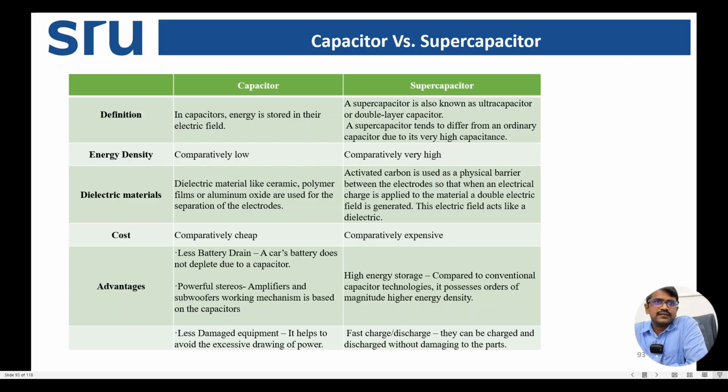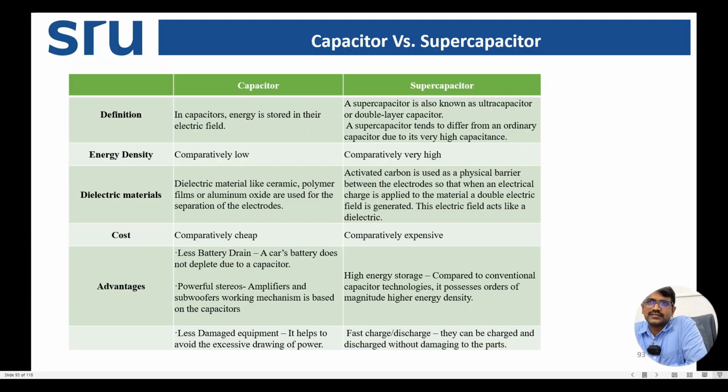Dielectric material like ceramic, polymer films or aluminum oxide is used for the separation of the electrodes. So the dielectric medium we introduce in between the parallel plates of a capacitor.